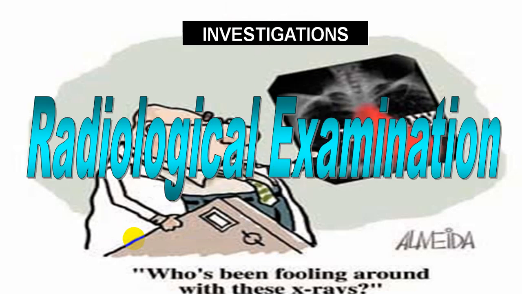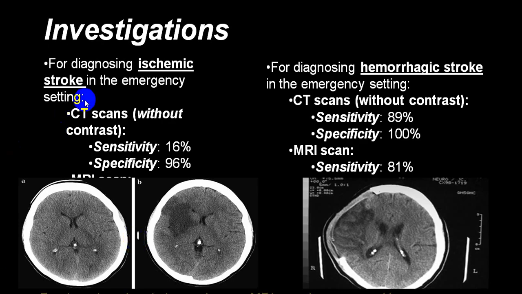So radiological investigations like plain CT, this is ischemic, so that becomes very, very sensitive. Ischemic stroke identification will be very, very sensitive. You can see here there is a big area of edema. So it is also very helpful in hemorrhagic strokes.